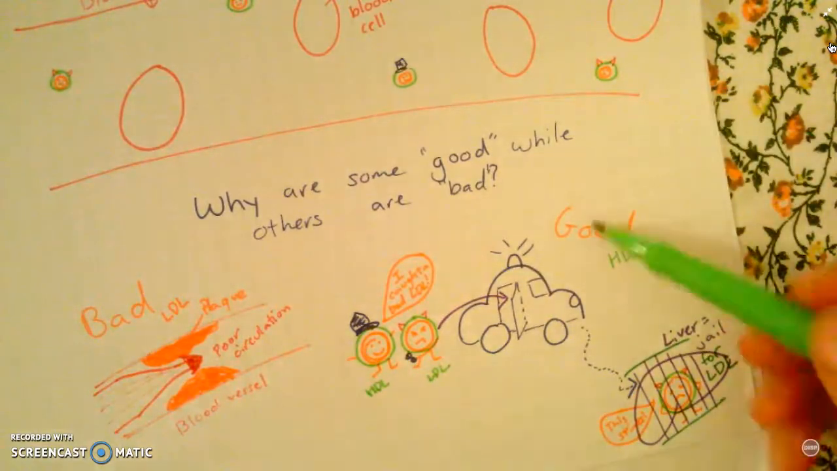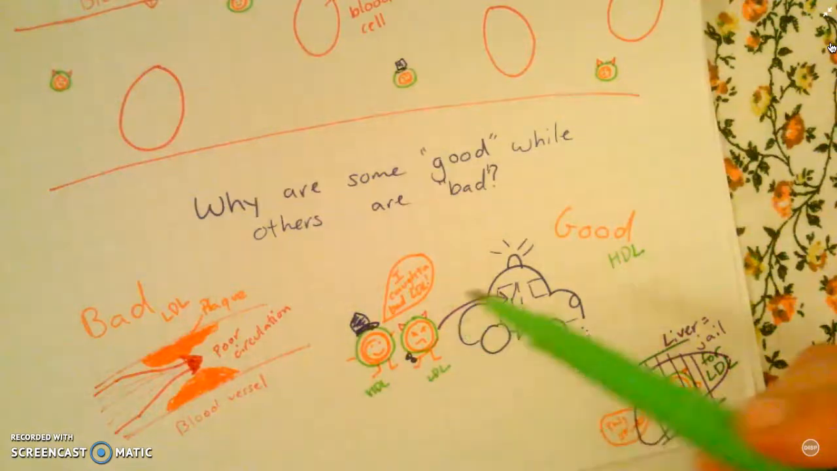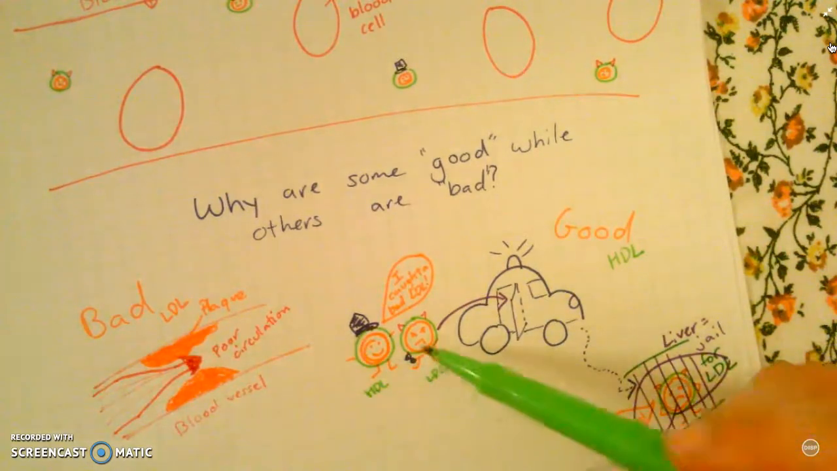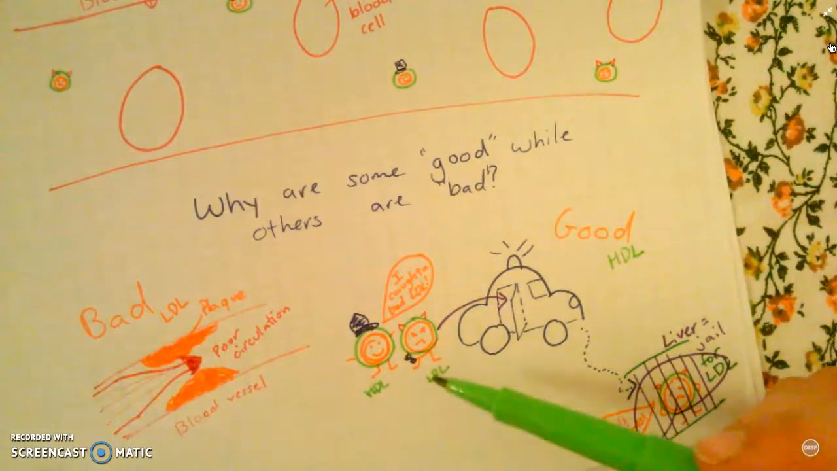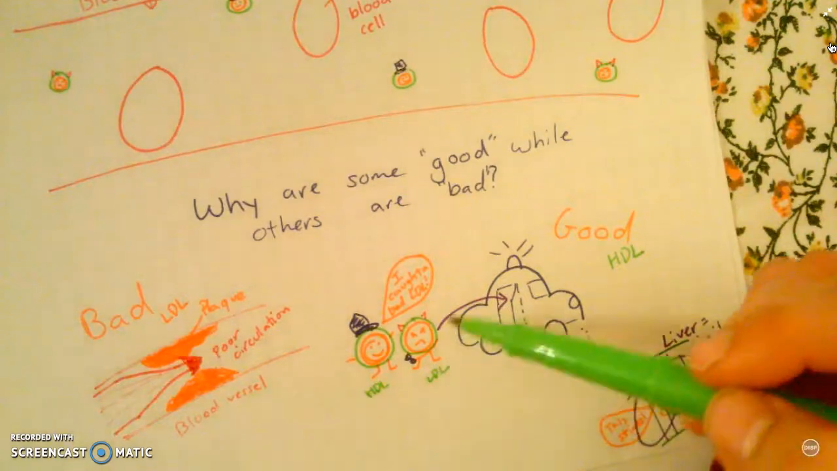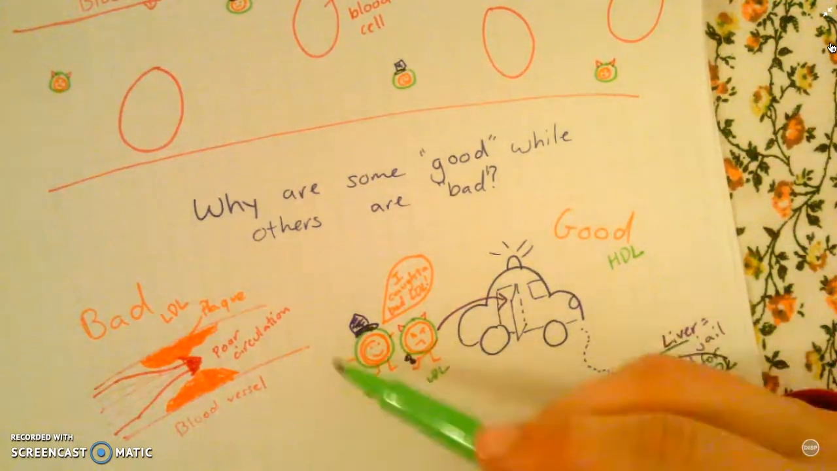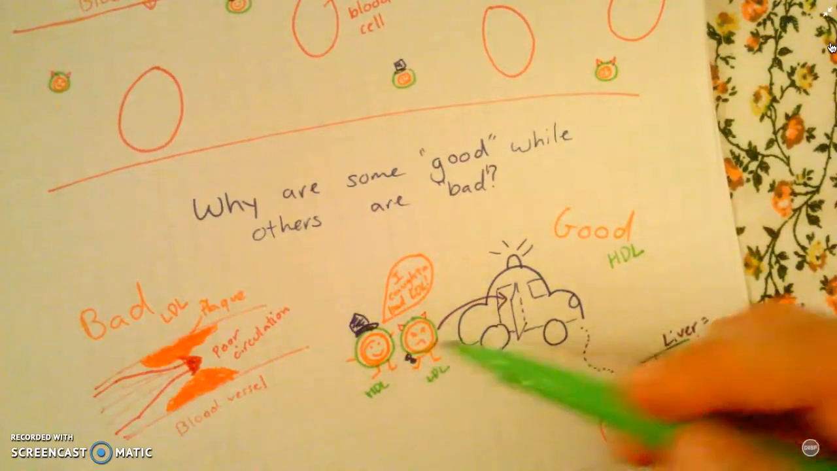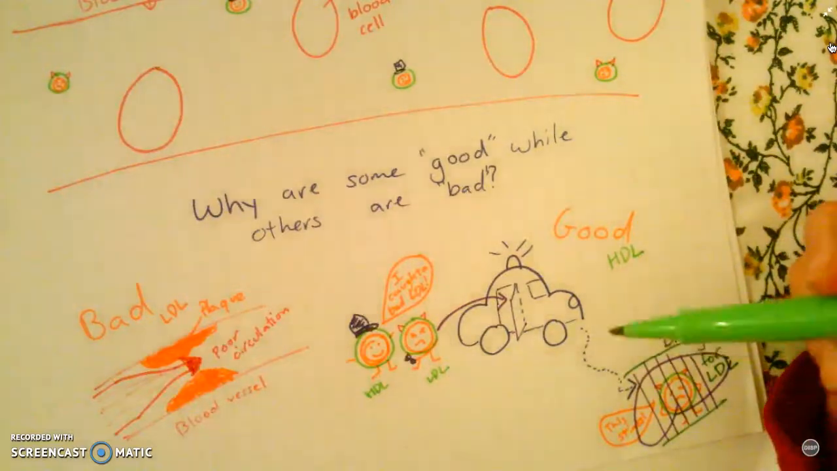The good HDL actually picks up the bad cholesterol within the bloodstream. Anything that's extra that shouldn't be there, the HDL will pick it up, and then it carries it off to the liver. In some ways, I think of these as being like the police officers. They catch the bad guys, and then they put them somewhere else. So they separate them out of the system.